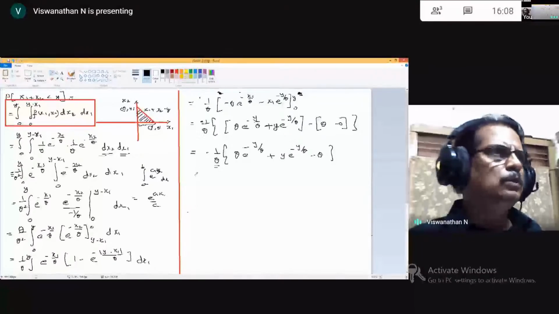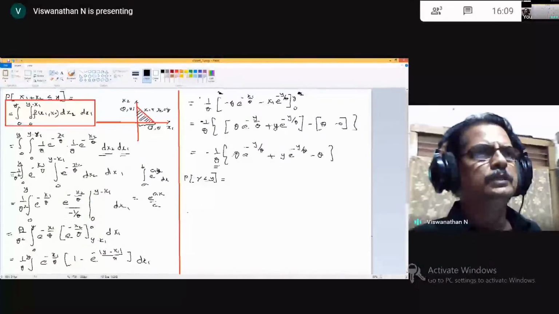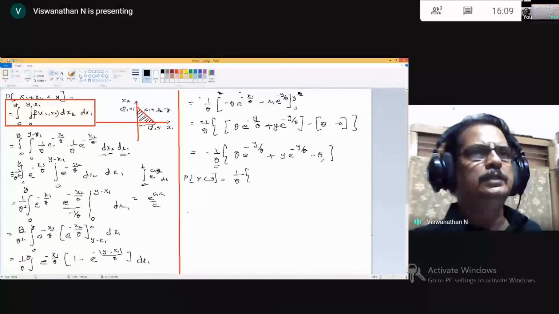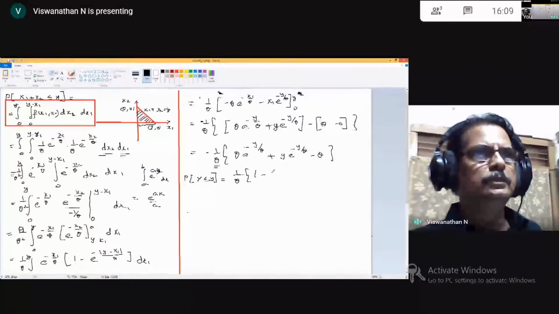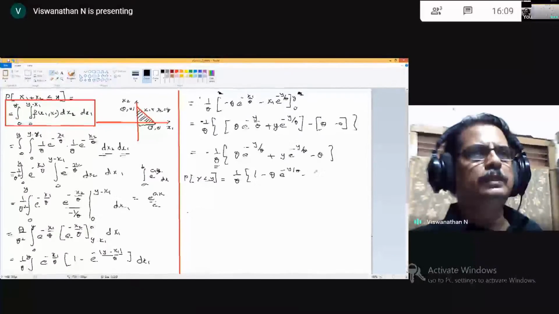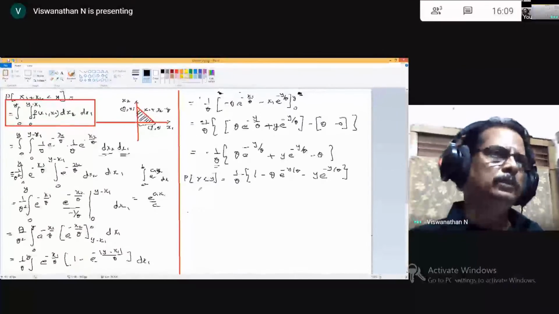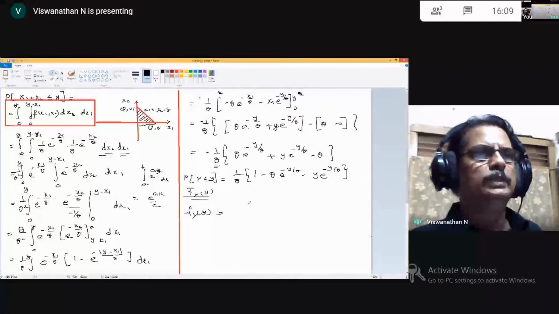Now what is your left hand side? It is nothing but probability y less than or equal to y. What is your right hand side? I will take this minus inside, nothing else. When I take this minus inside, this will become plus 1, minus theta e power minus y by theta, and then this will also become minus y e power minus y by theta. So this is my capital F of y. I want the density small f of y, so differentiate the above with respect to y.